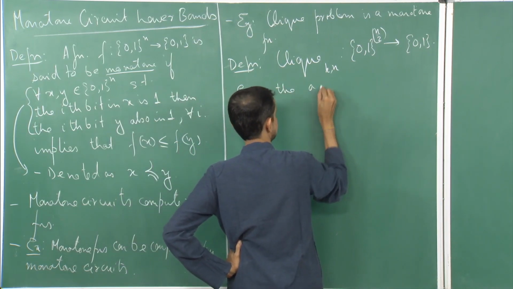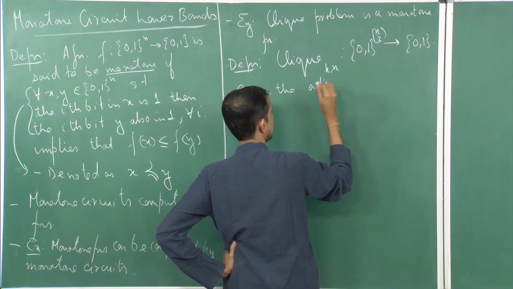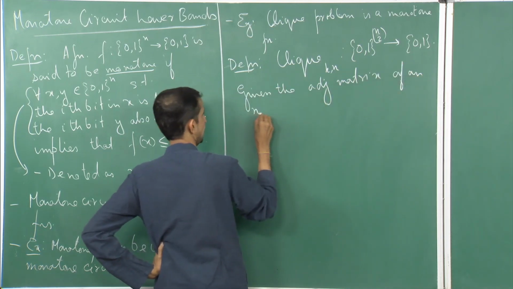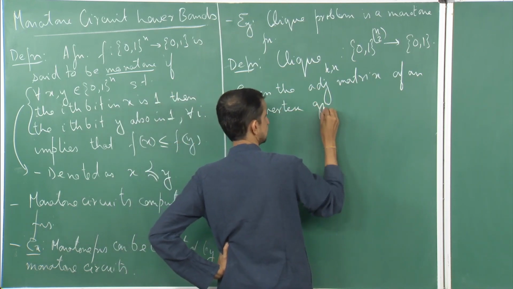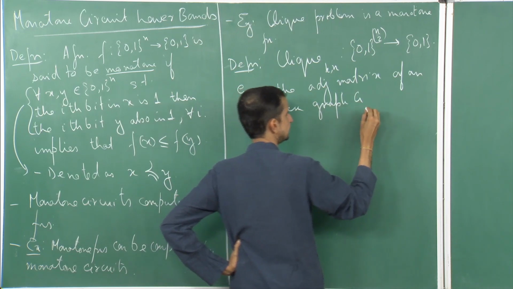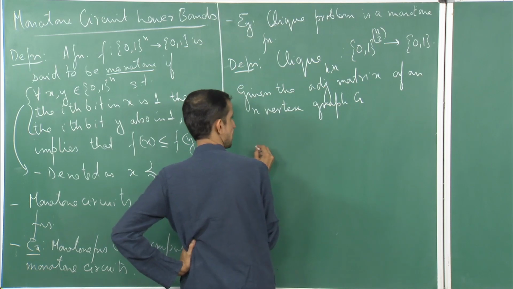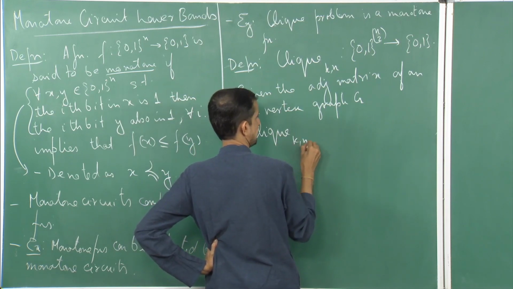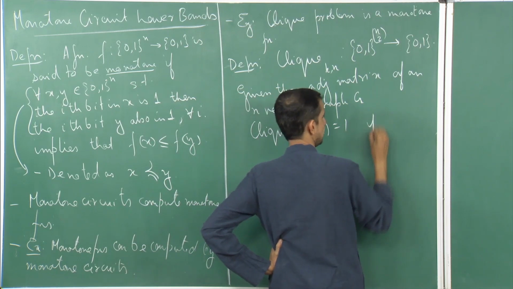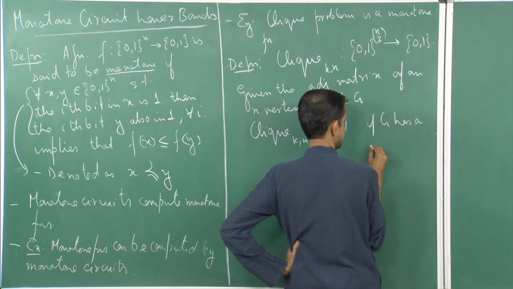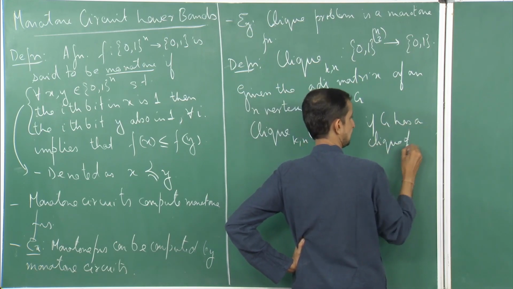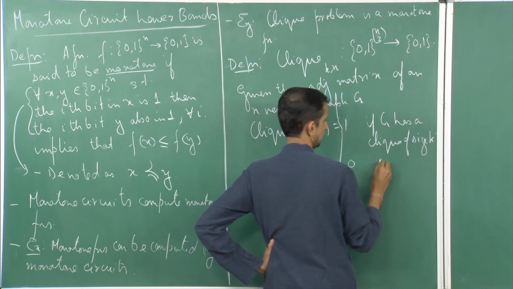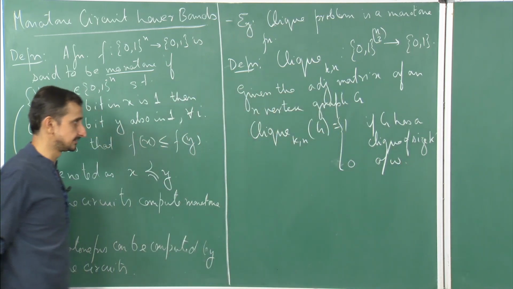So, given, let us say, the adjacency matrix of an n vertex graph G, clique of G is equal to 1 if G has a clique of size k, and it is equal to 0 otherwise. So, clique is again a complete graph on k vertices.